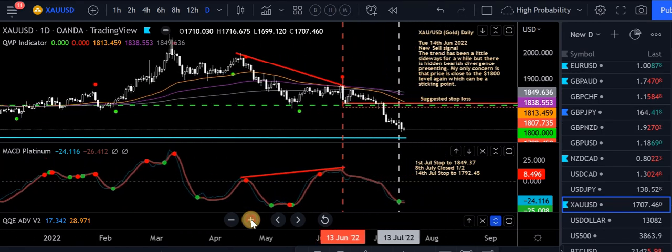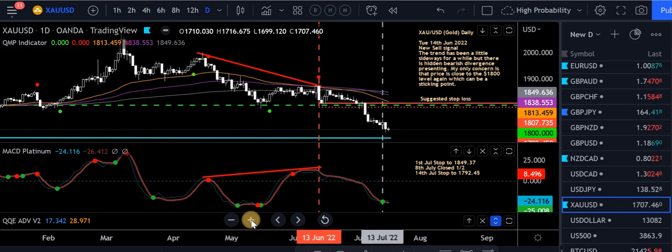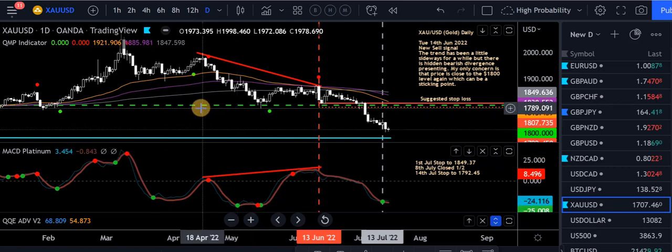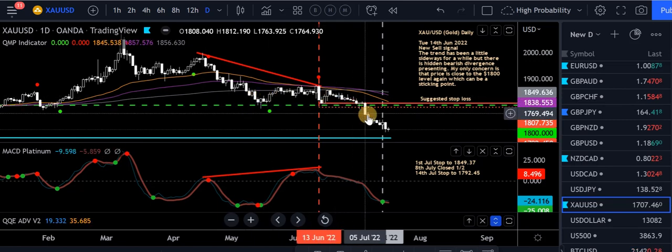Gold's a bit tough to trade at the moment. Well, I think it is. I always find it's tough to trade. This green dotted line is actually the 1800 level, which is a big number on gold. It seemed to be a real sticking point for a long time. We've broken down well through that at the moment.